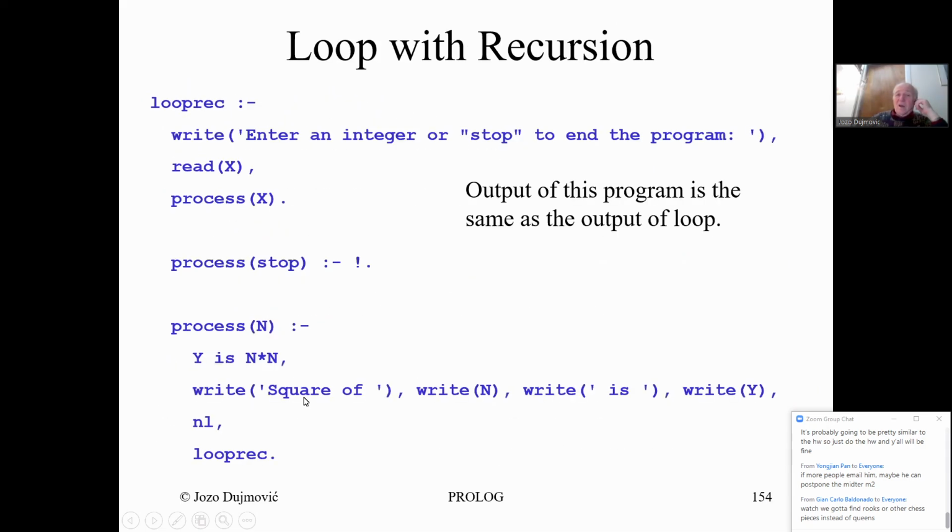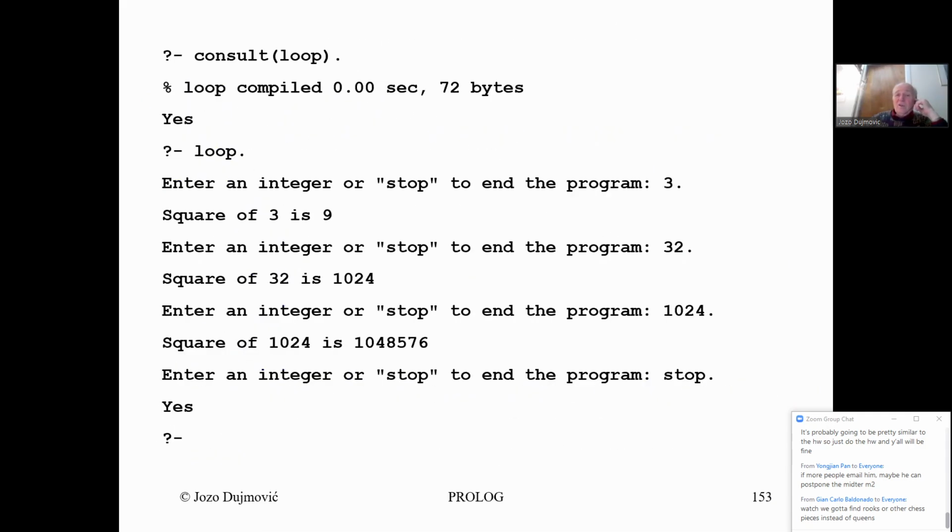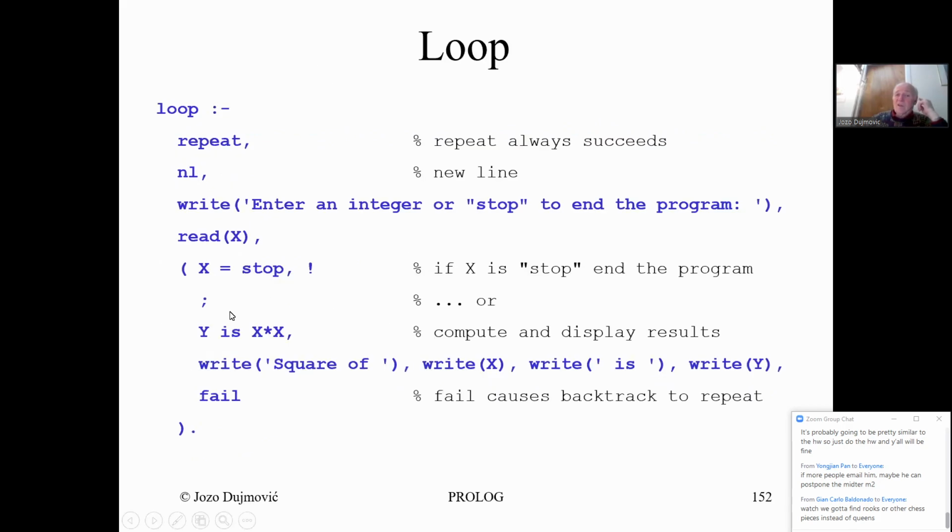Now, this can be used, therefore, in this case, where we have to check with if-then-else and this semicolon here, whether X is matching stop or not matching stop. You see that this here is a symbolic constant, and this here is a variable, and this is pattern matching. So if these two patterns match, okay, terminate the program. If they don't match, then go and continue.